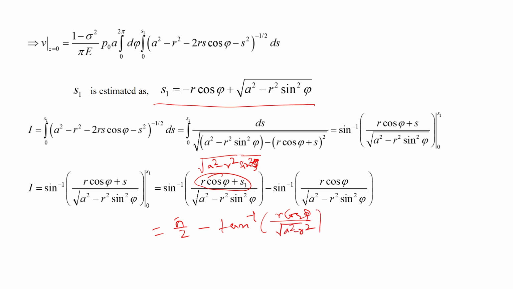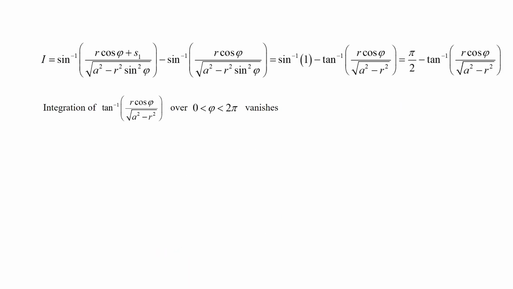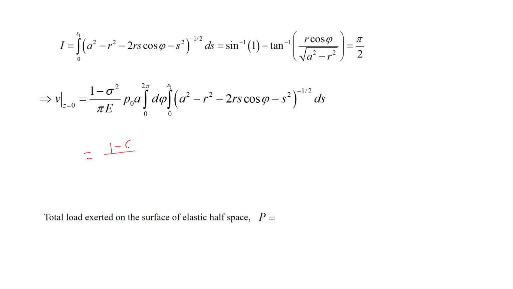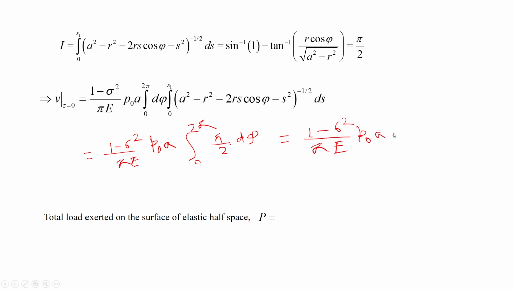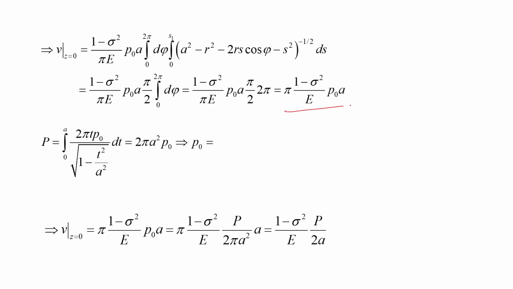So, here you see the phi dependence is only through cos phi, and therefore when we integrate with respect to phi from 0 to 2 pi, this term will fall out. So, we will only have pi by 2. Therefore, I will have 1 minus sigma square by pi E, times p 0 into a, integrated from 0 to 2 pi of pi by 2 d phi, and so it will come out to be 1 minus sigma square by pi E, p 0 a, times pi by 2 into 2 pi. So, the 2 gets cancelled here, this pi gets cancelled here. So, I get 1 minus sigma square by E, times p 0 a and pi, like this. I hope I did it correctly.